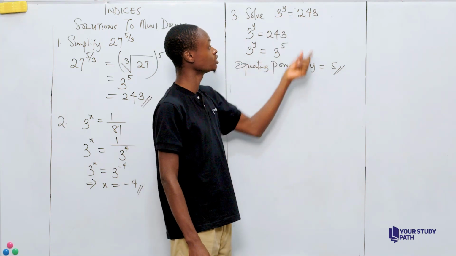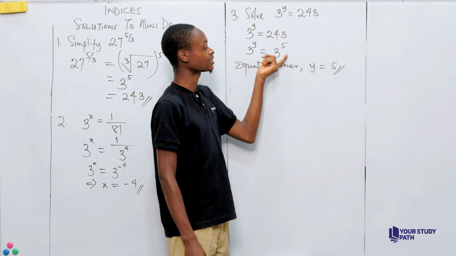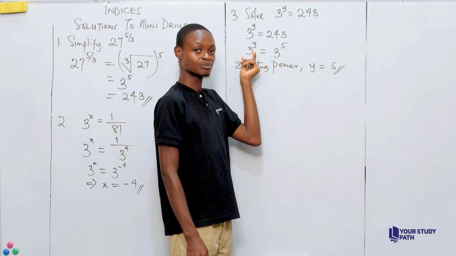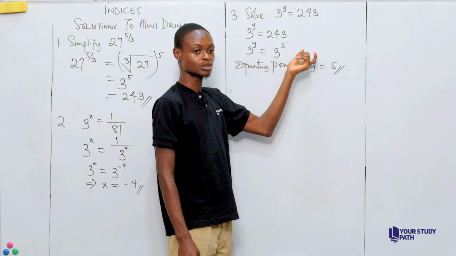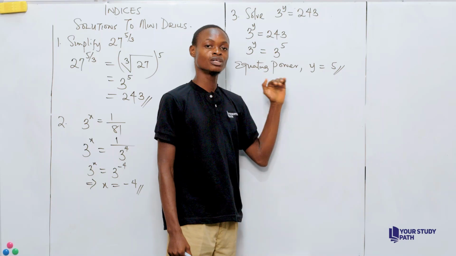The very first thing to do is take the right hand side and simplify it as a multiple of 3. We have that as 3 raised to the power 5. Since the base on the left hand side is the same as the base on the right hand side, we can go ahead to equate the power. So we have y equal to 5. This solves our third drill question.